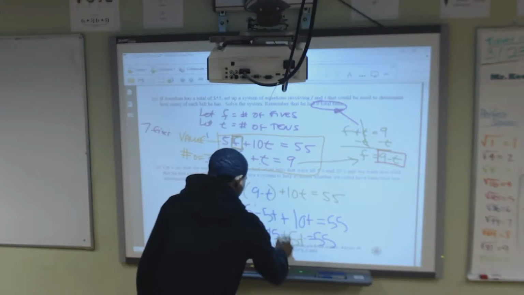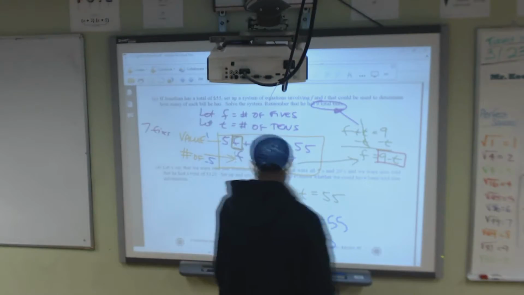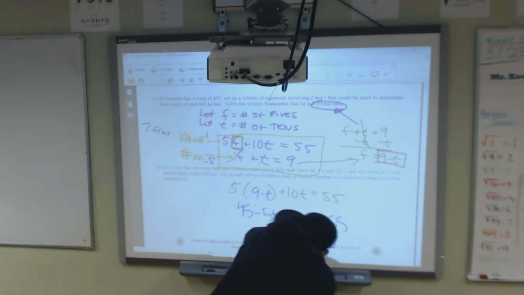Yes, positive 5. Good. So now you want to get the T by itself. So now you subtract 45 on both sides.